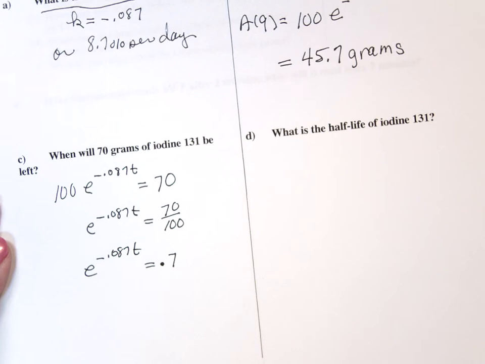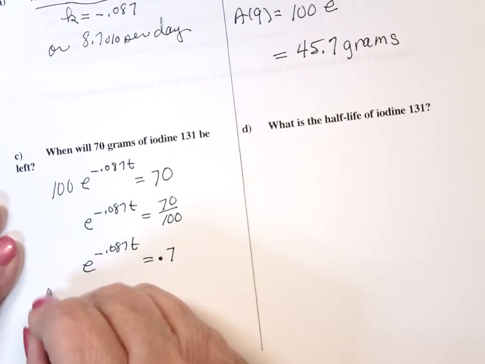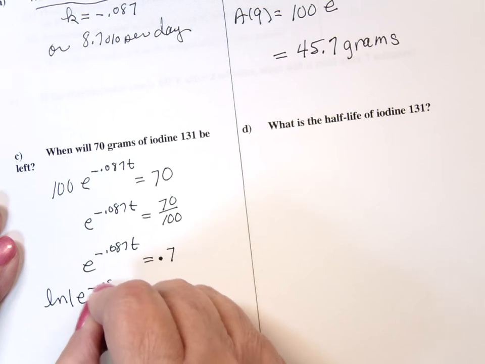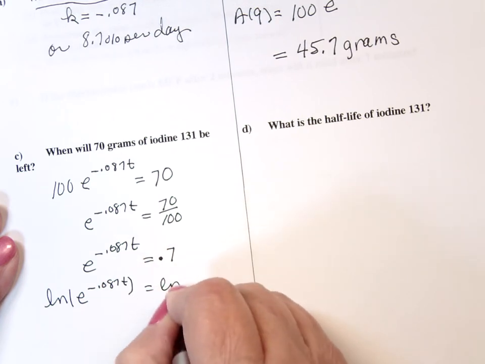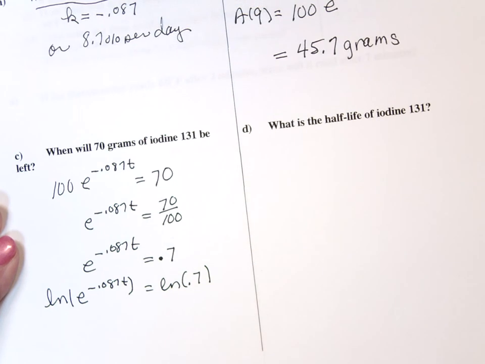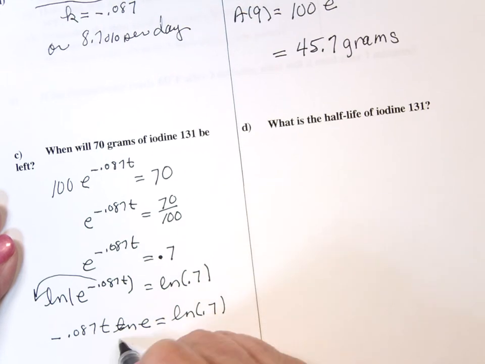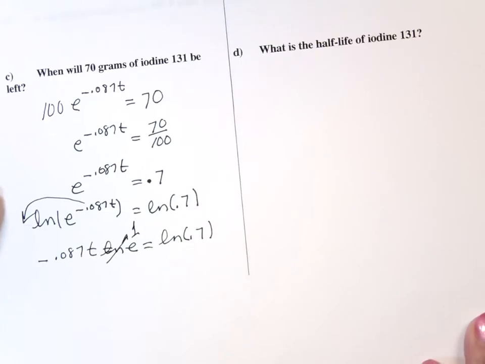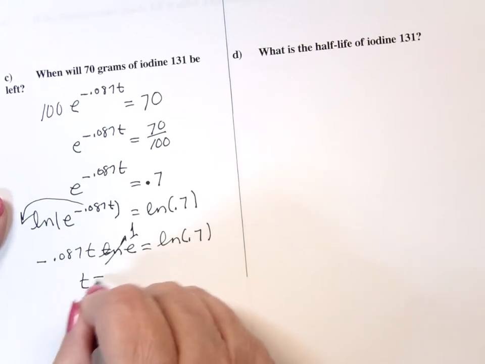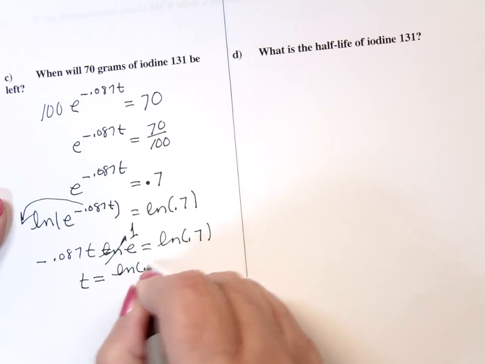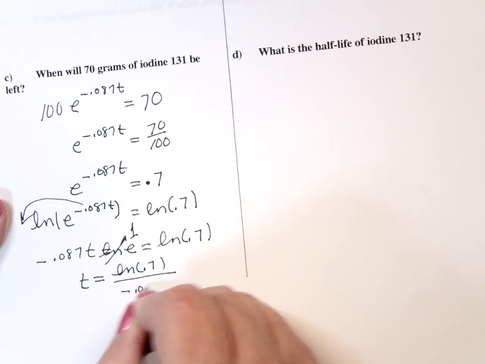And now I get to do what? Natural log both sides. So natural log of e to the negative 0.087 t equals the natural log of 0.7. Bring down the exponent, so negative 0.087 t times the natural log of e equals the natural log of 0.7. Natural log of e is 1. So t is the natural log of 0.7 divided by negative 0.087.